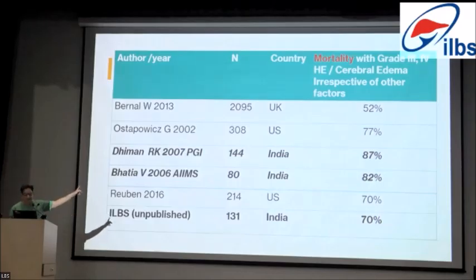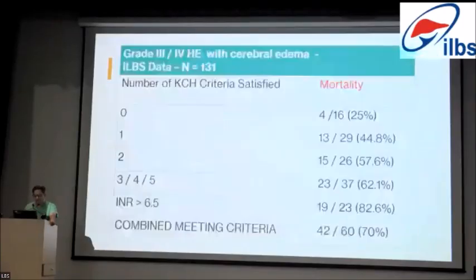So this is again the data from the literature, and you can see if you have grade 3-4 cerebral edema, irrespective of other factors, the mortality actually goes beyond 70%. So that's one triggering factor when you have a patient in ICU, irrespective of bilirubin, INR, and other factors, who have cerebral edema. There is a high risk that they may not survive without transplantation. And these are patients who need to be assessed very quickly for transplantation as well.